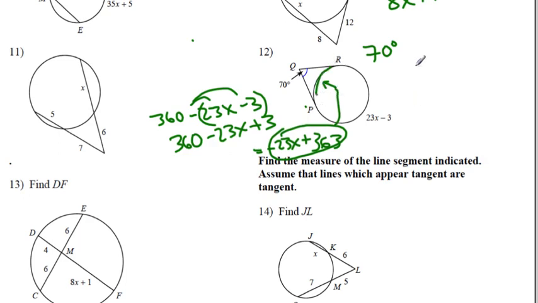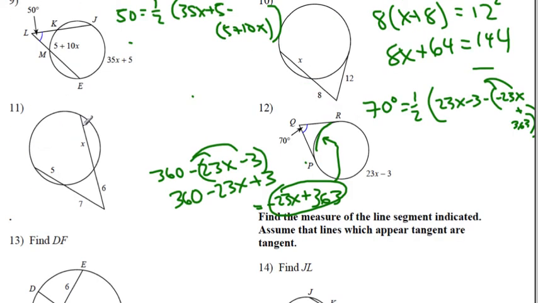So then your next equation is 70. I already have it up here. Equals 1/2 of, and here's where it gets a little bit messy, 23x minus 3 minus, and then you got to use your parentheses, negative 23x plus 363. Then we're good to go there. Okay? Distribute that negative. I know I ran out of room, so it looks a little sloppy, but that's basically going to get you in the right direction.